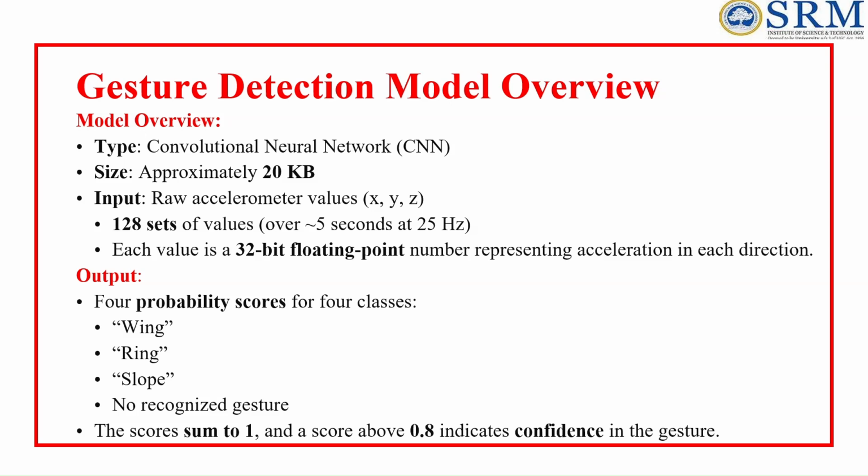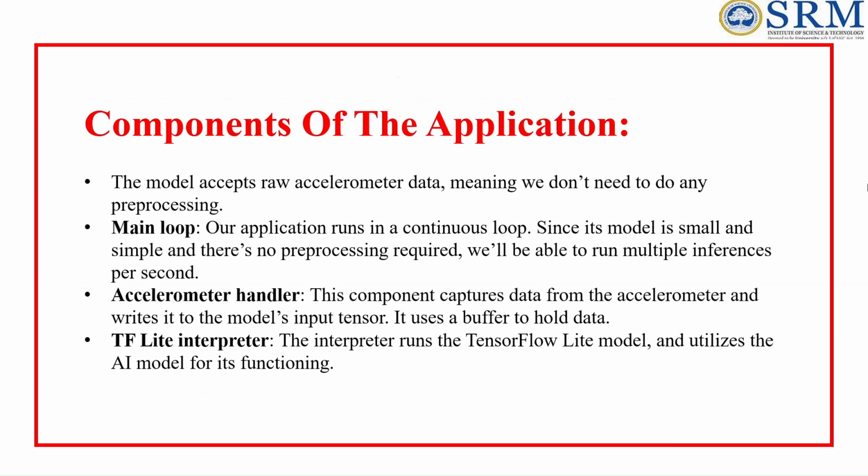This small but efficient CNN is the core of the intelligence inside our wand. Now let's break down the entire application into its key software components. So first is the main loop. Our application runs in a continuous loop. Since the model is small and simple, there is no pre-processing required. We'll be able to run multiple inferences per second.